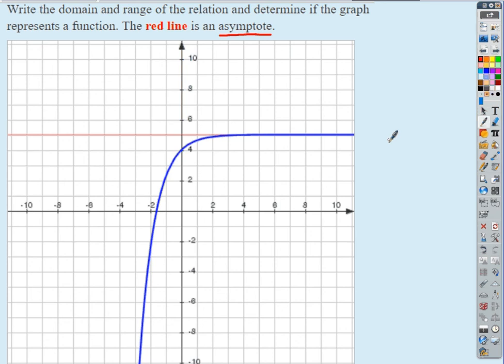It's growing, but ever more slowly, right? What value is it always trying to get to? 5. But it never gets there. That's what an asymptote does.